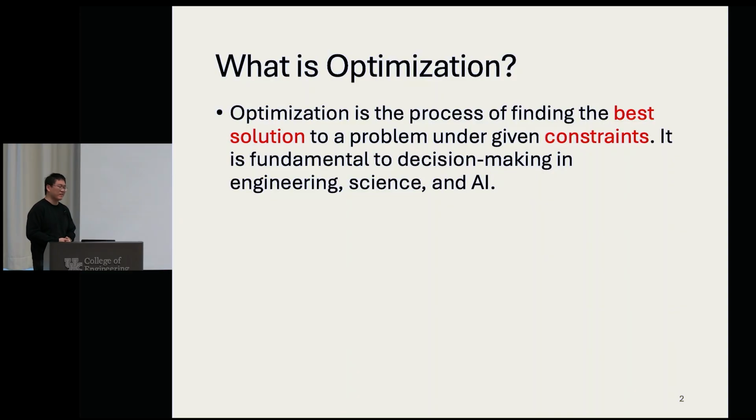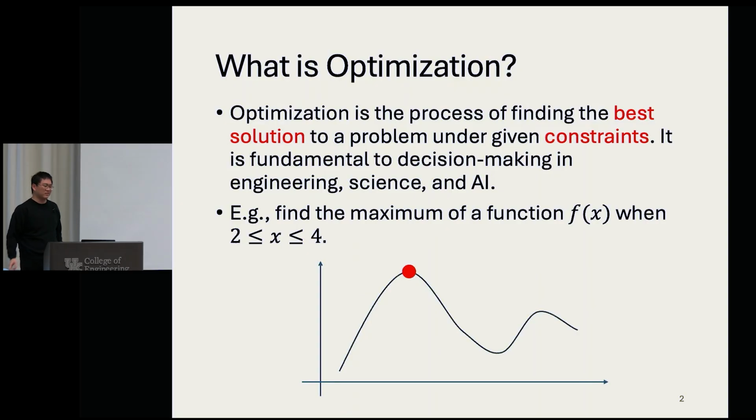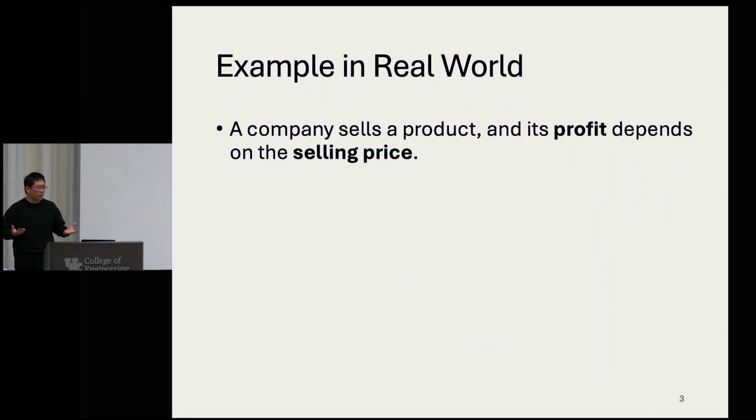So what is optimization? Optimization is the process of finding the best solution to a problem under given constraints. It is fundamental to decision making in engineering, science, and of course artificial intelligence. For example, let's see this function. You can see the function can be drawn as a curve, and if we want to find the maximum of this function, then this can be regarded as a very simple optimization process. I would say optimization is simple, and optimization is everywhere in machine learning and AI. There are some real-world examples that also use optimization techniques.